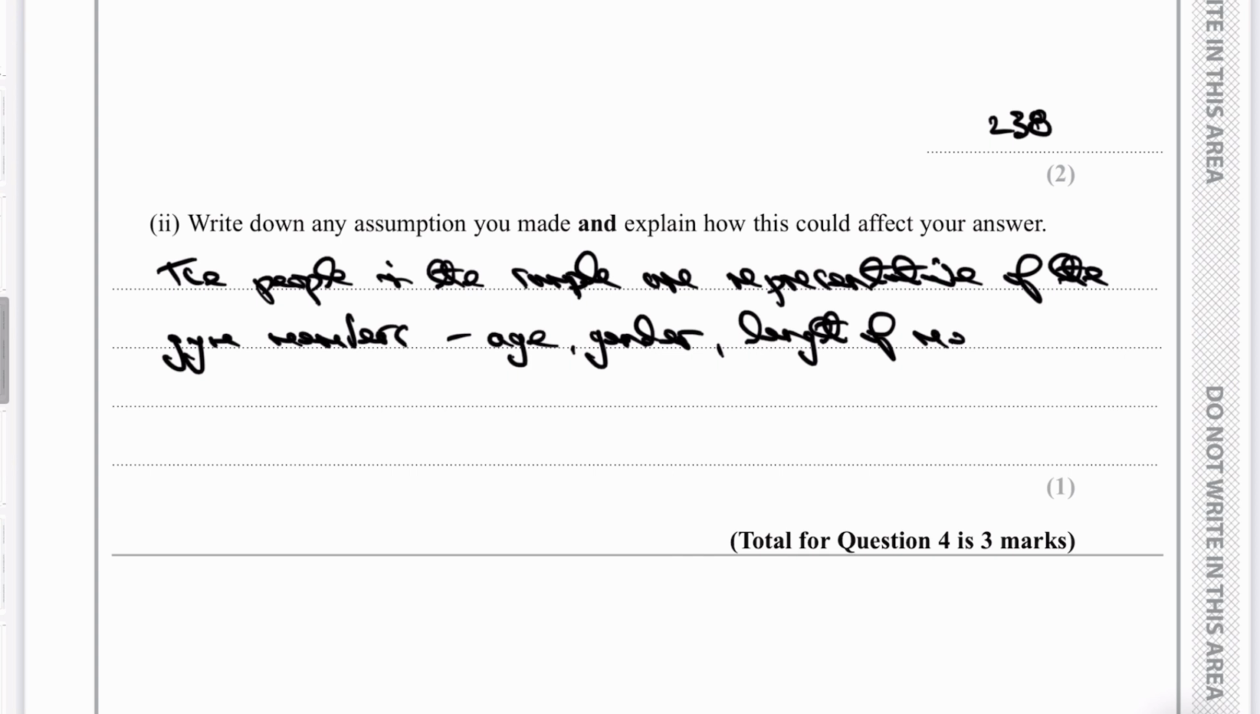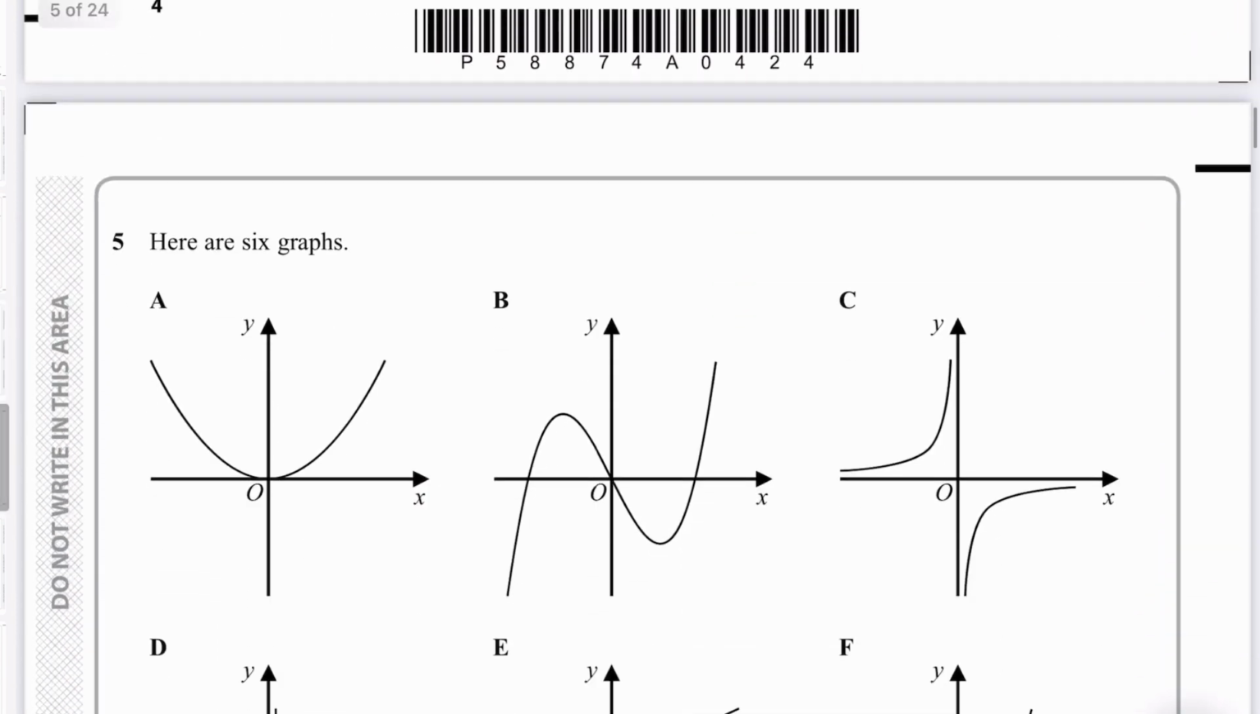The problem with using a stratified sample is you're only asking a very small proportion of the full 700, so therefore you've got to make sure that you get a very good representation. Okay, let's move on then to question number 5.